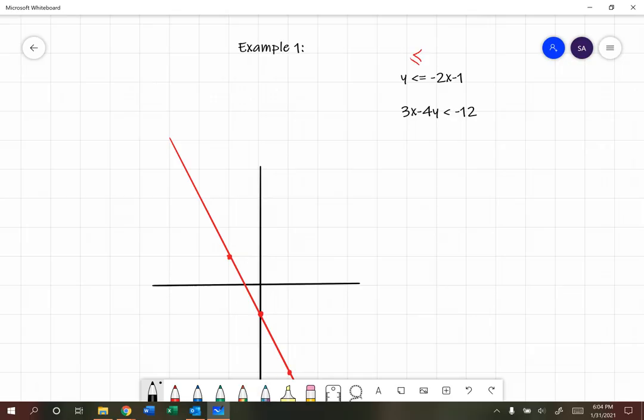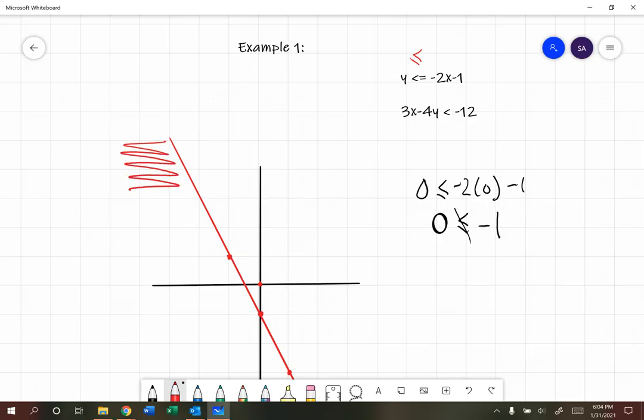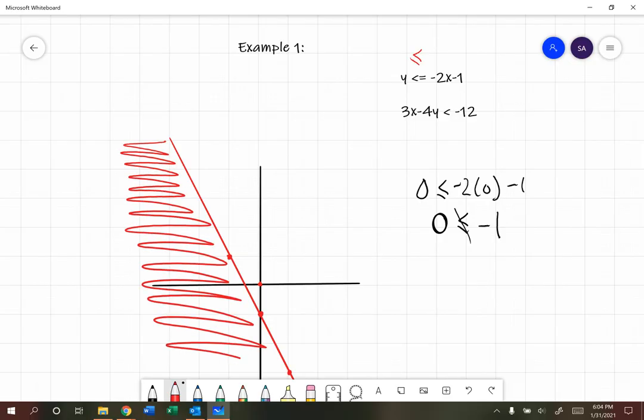So the most common way is to plug a 0 in for x and a 0 in for y. So I would have 0 is less than or equal to negative 2 times 0 minus 1. So that's saying that 0 is less than or equal to negative 1, which we know is not true because negative 1 is smaller than 0. So this is not true. So this coordinate right here, 0, 0, the one that I tested, is not a solution. So that's indicating that everything to the left of the line is going to be a solution to my inequality.